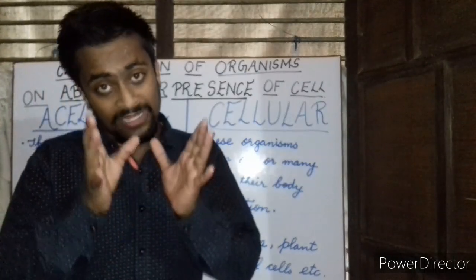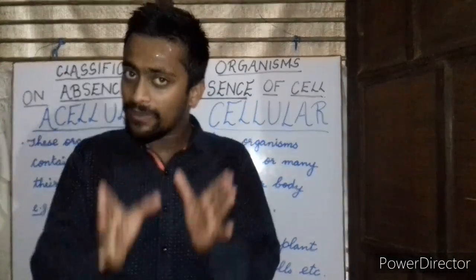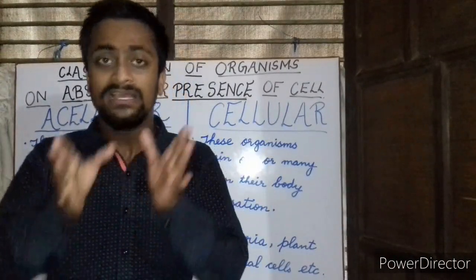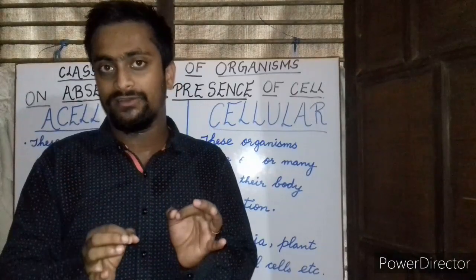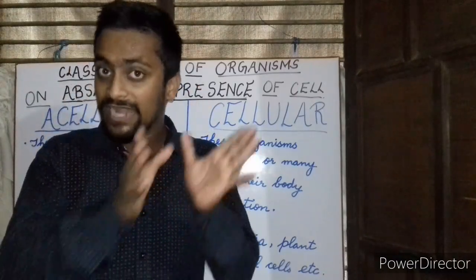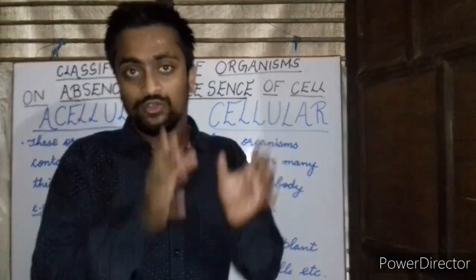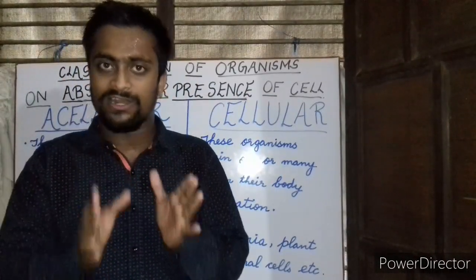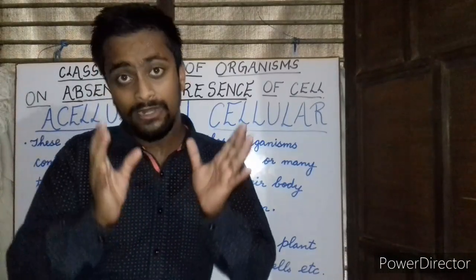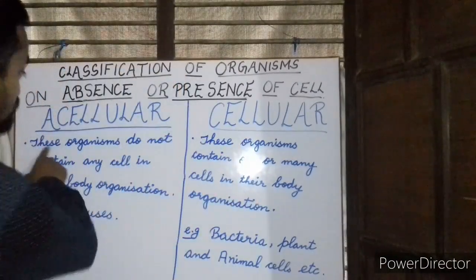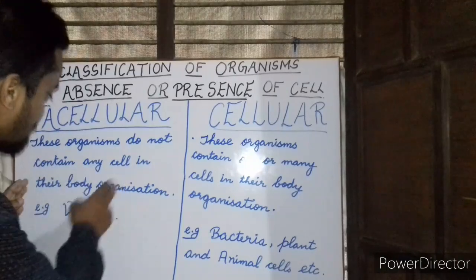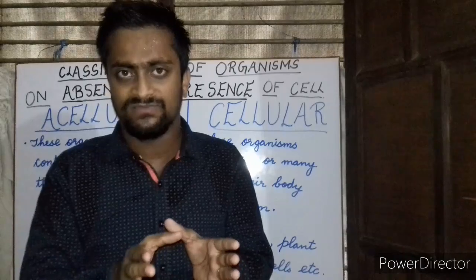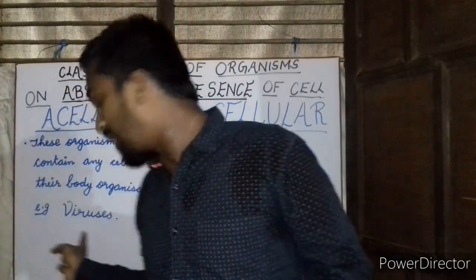On the presence or absence of cells, the organisms are categorized into two types. First is acellular, second is cellular. In the word acellular, the A stands for absent and cellular means cells. So the organisms which do not consist of any cell in their body organization are called acellular organisms, and the examples are viruses.